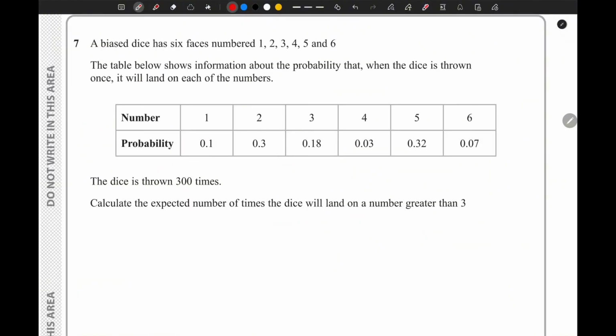Now in the next question, a biased dice has 6 faces numbered 1, 2, 3, 4, 5 and 6. Now the table below shows information about the probability when the dice is thrown once, it will land on each of the numbers. Now the dice is thrown 300 times. Calculate the expected number of times the dice will land on a number greater than 3.